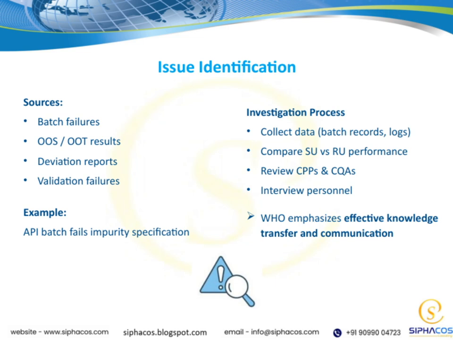For example, an API batch might fail to meet impurity specifications. Recognizing such issues early allows us to target specific areas for investigation. Overall, this structured approach helps us systematically identify and address process deviations, ensuring product quality and compliance.